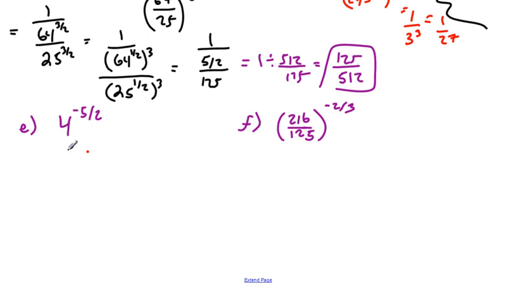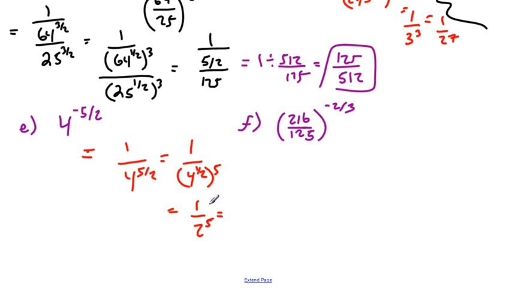All right, so this right here means 1 over 4 to the power of 5 over 2. Now let's rewrite this, right? That's 1 over 4 to the power of 1/2, to the power of 5. So 4 to the 1/2 means the square root of 4, so that's just 2. So 1 over 2 to the power of 5. All right, and 2 to the power of 5 is 2 times 2 times 2 times 2 times 2, and we'll get 1 over 32. Cool beans.